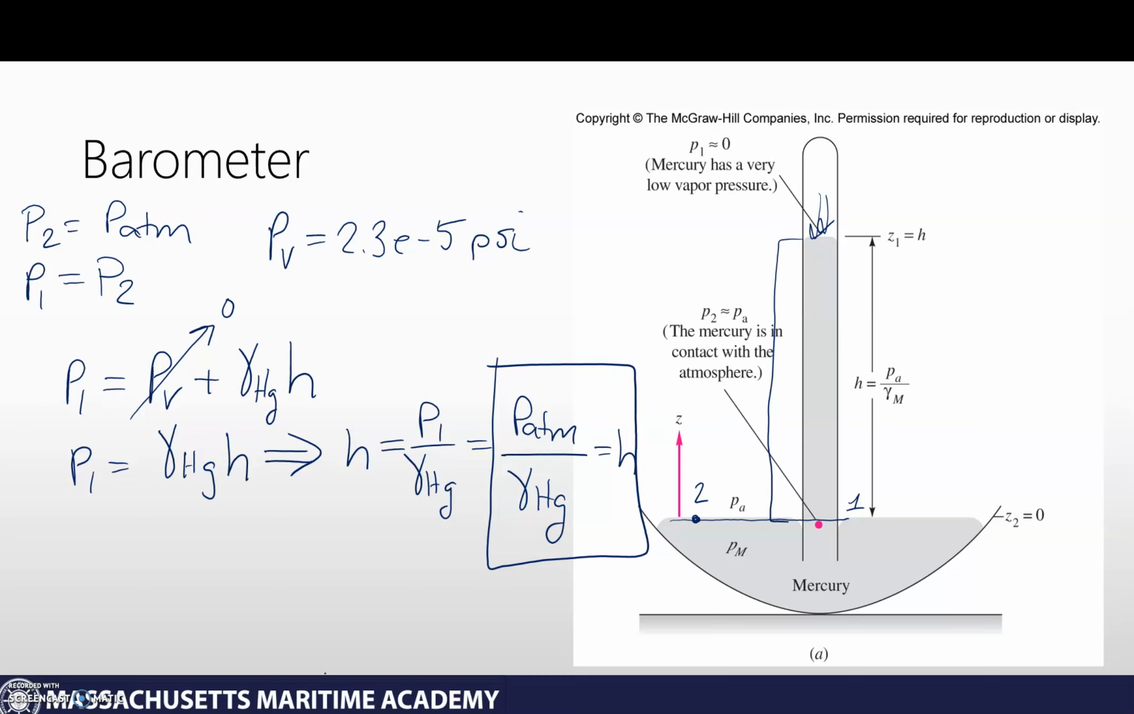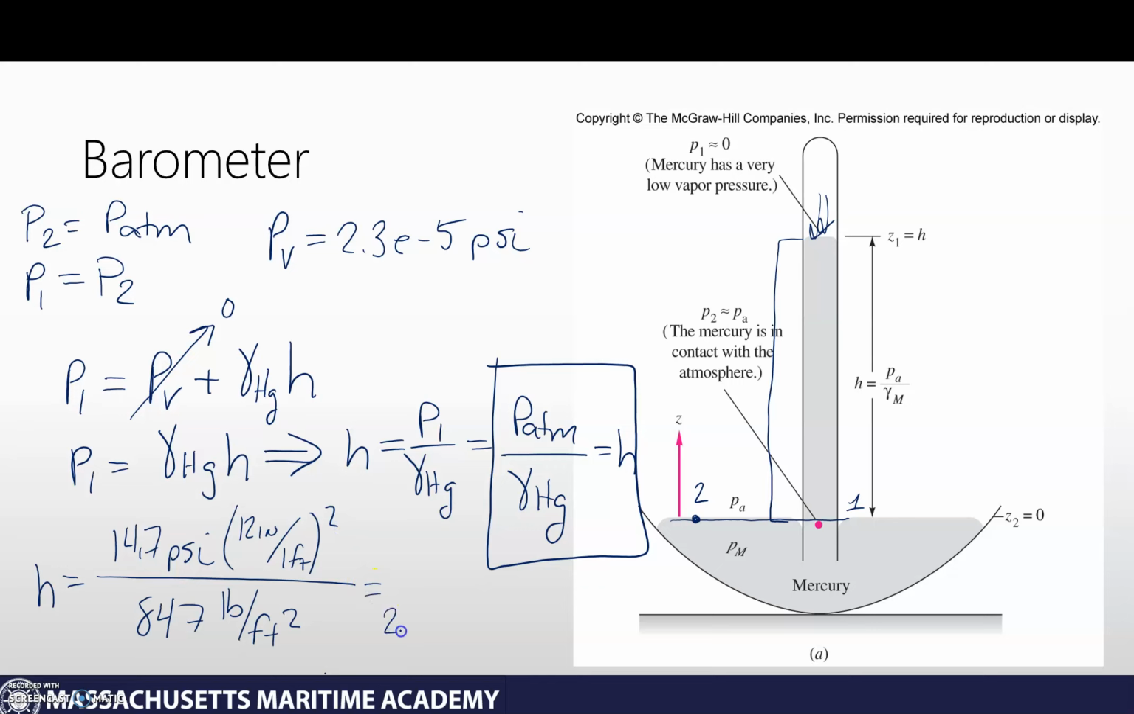So actually, let's do that right now. Let's calculate what the height of the column would be at atmosphere. H is equal to 14.7 psi. We're going to want to convert that over to feet, and the reason is that we look up the specific weight of mercury. It's 847 pounds per cubic foot. So we take 12 inches divided by 1 foot, and we square that so all the units work out. What we end up with is 2.5 feet of mercury, which is about 30 inches of mercury.